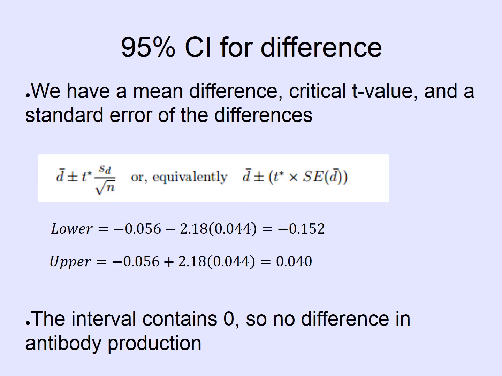We can look at the 95% confidence interval for the difference as well. That can be calculated by taking the mean difference, plus or minus our t critical value, 2.18, times our standard error of the difference, which we already calculated. We can see the lower is negative 0.152, and our upper is 0.040. This crosses 0. So again, this tells us that we cannot eliminate 0 as a possible difference in the population. And so thus, we're again going to fail to reject our null.